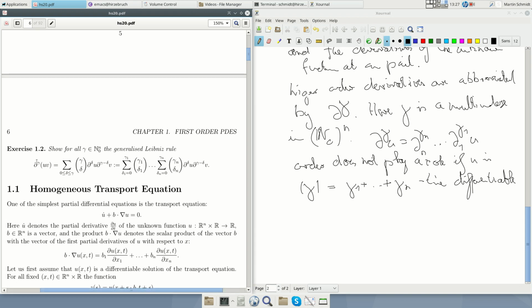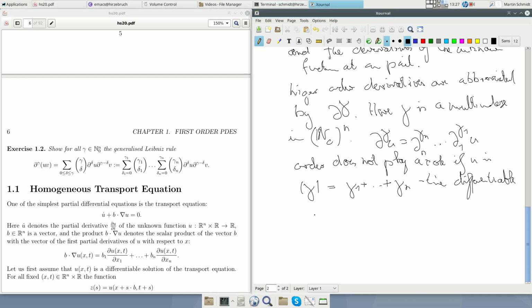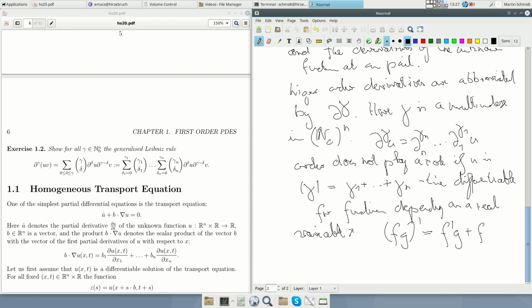Okay, now comes the first exercise, the generalized Leibniz rule. I think you should know from Analysis 1 the Leibniz rule, also for functions depending on a real variable x. There we have (fg)' = f'g + fg'. This is the Leibniz rule. This you know.